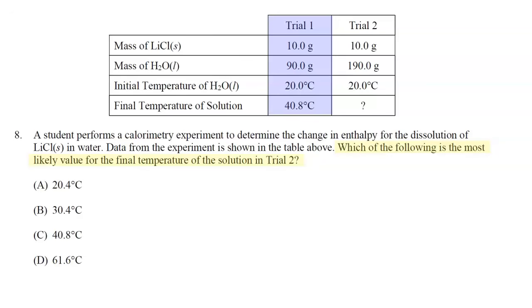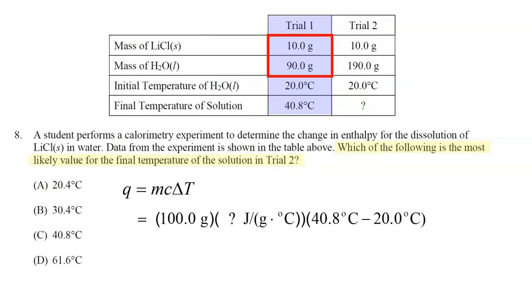Now when we use Q equals mc delta T to calculate the amount of heat that was released in trial 1, remember that the m represents the mass, but students might be confused about which mass they should use. If you're doing a calculation for the enthalpy of solution, we always add the combined mass of both the solute, in this case lithium chloride, and the solvent, in this case the water. Those are added together. So the total mass of the solution is 10 plus 90, or 100 grams.